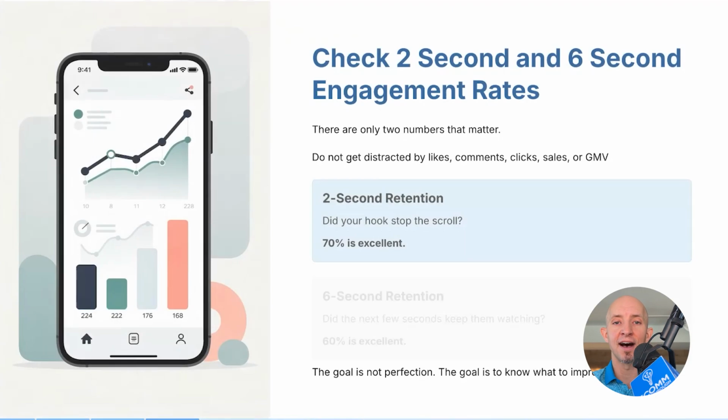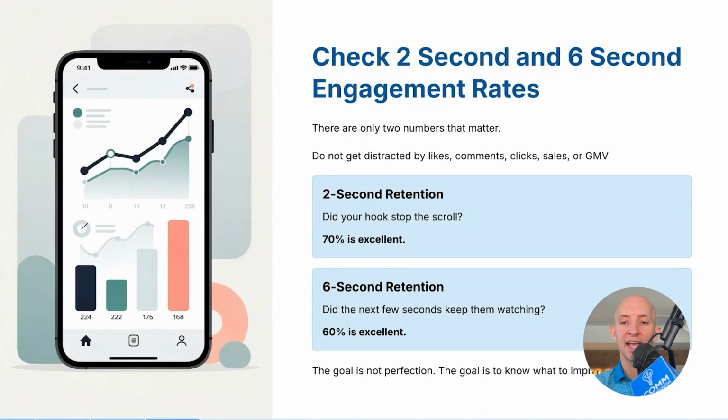Now, let's talk about checking this 2-second and 6-second engagement rate. Okay. There are only two numbers that matter. And I will show you on the phone here exactly where to go to find these engagement rates. They're actually very simple to find. I'm going to walk you through how to do that. But first, let's talk about why these are so important and why these are the only two numbers that matter.